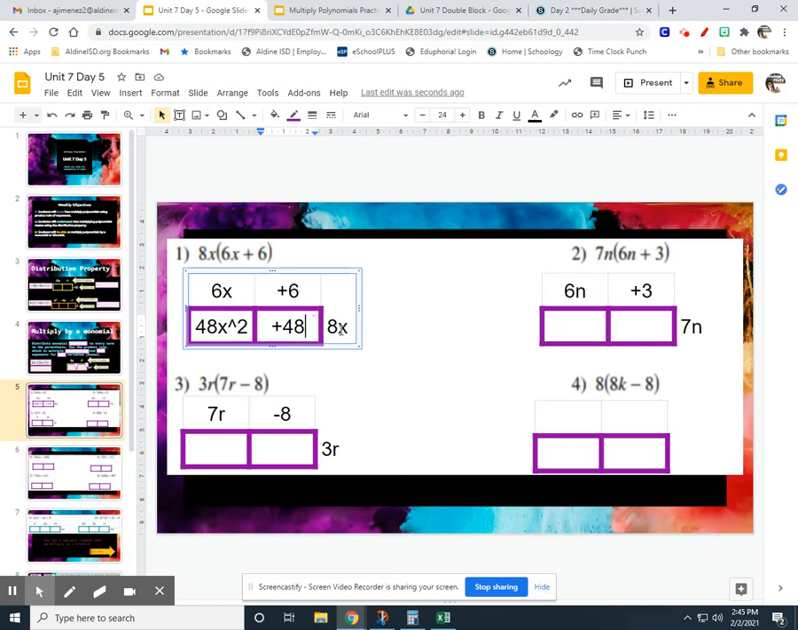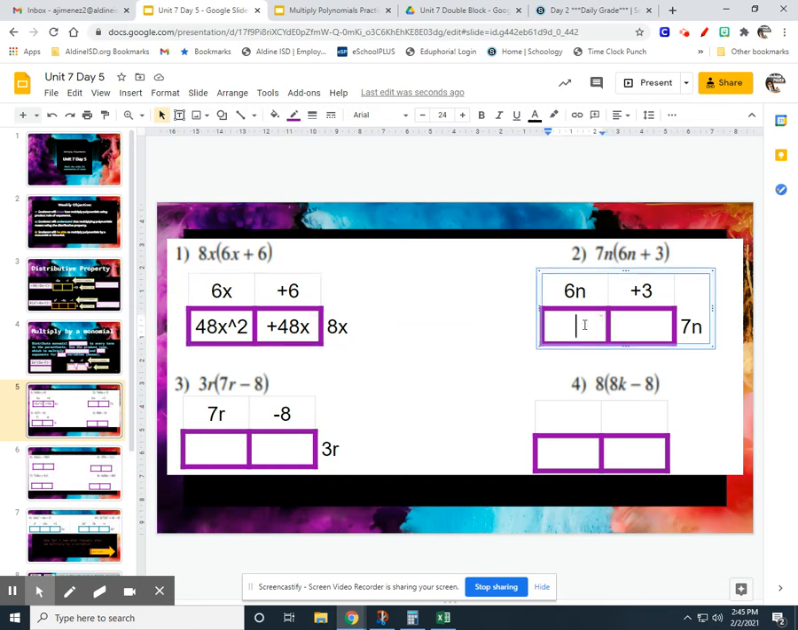All right, now we multiply 6 times 8 and we bring down the variable, we bring over the variable because there's no other variable. All right, so we have to bring it over because it's part of the 8x on the outside. All right, so right there, my answer is 48x squared plus 48. Now right now I'm not having you write the answer. I want y'all to practice filling into the table. Okay, let's do number 2.